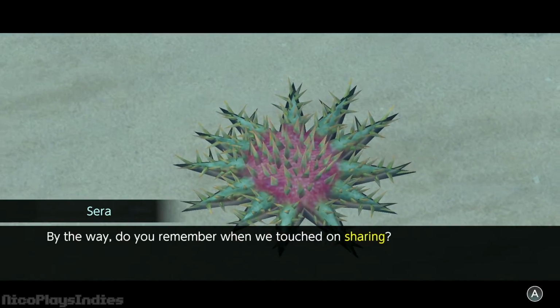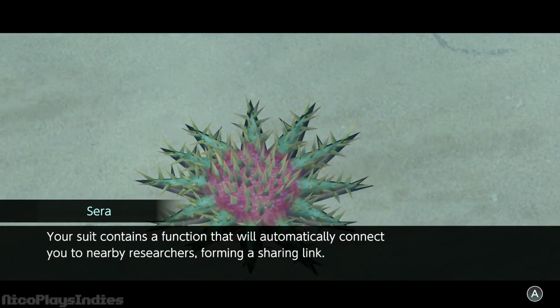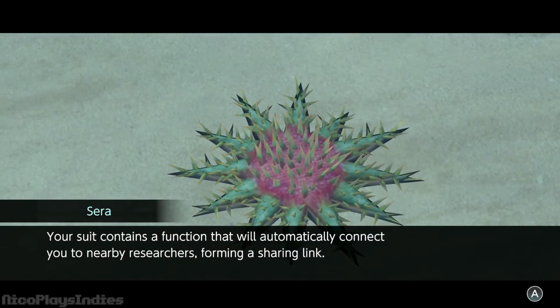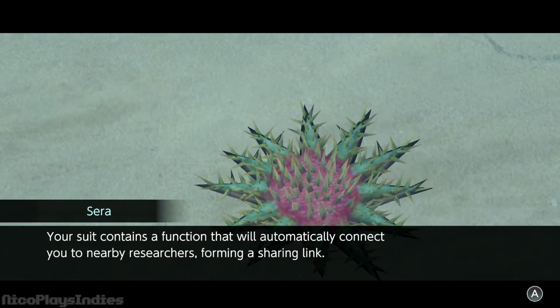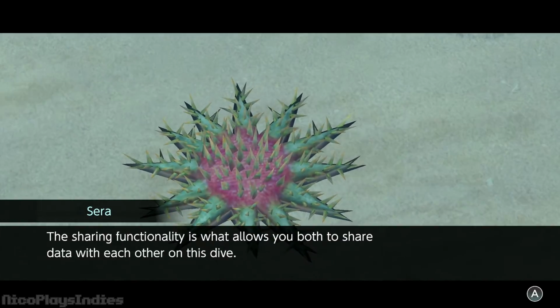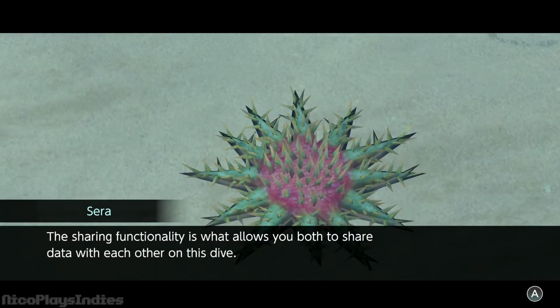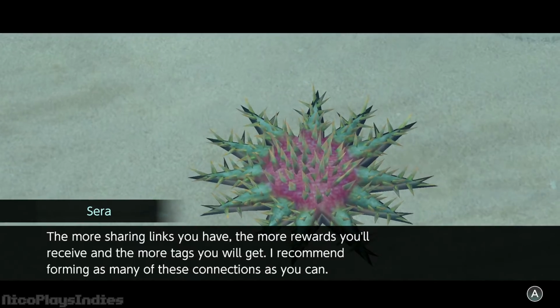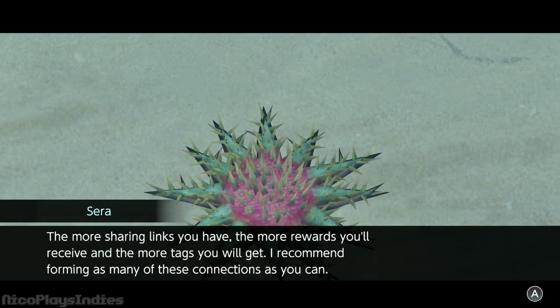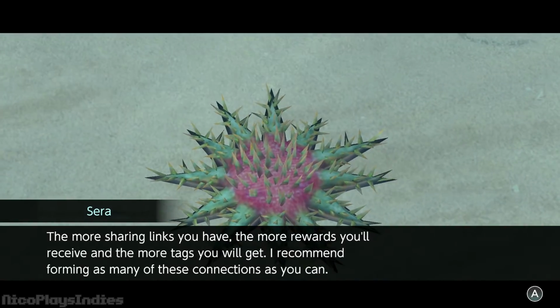By the way, do you remember when we touched on sharing? Your suit contains a function that will automatically connect you to nearby researchers, forming a sharing link. The sharing functionality is what allows you both to share data with each other on this dive. The more sharing links you have, the more rewards you'll receive and the more tags you will get. I recommend forming as many of these connections as you can.